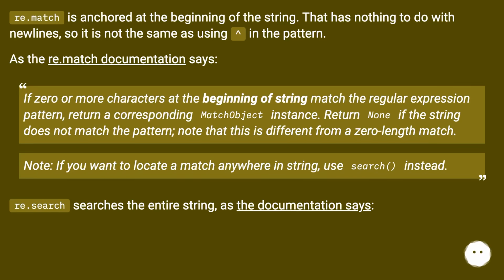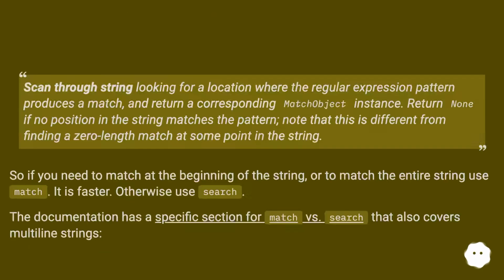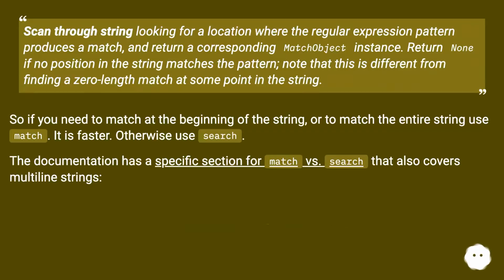re.search searches the entire string, as the documentation says. Scan through string looking for a location where the regular expression pattern produces a match, and return a corresponding match object instance. Return None if no position in the string matches the pattern. Note that this is different from finding a zero-length match at some point in the string. So if you need to match at the beginning of the string, or to match the entire string, use match. It is faster. Otherwise use search.